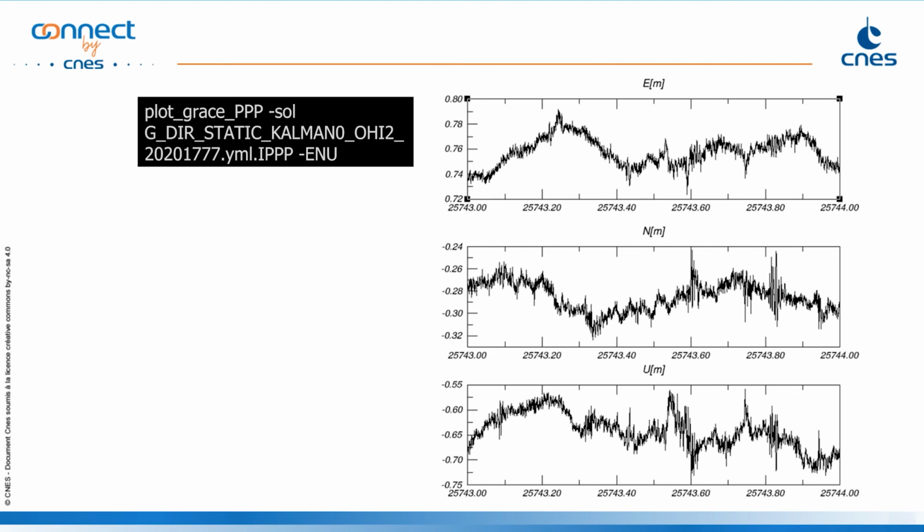Here's an example of plot cres PPP with solution file as input. In this case, the ENU local coordinates option has been used. These three figures represent the variations in the position of the receiver as a function of time in the three directions: east-west, north-south, and vertical.